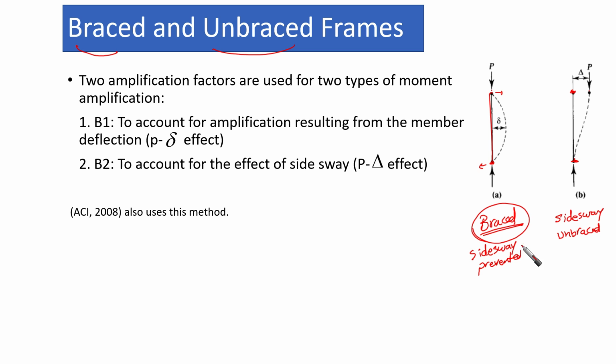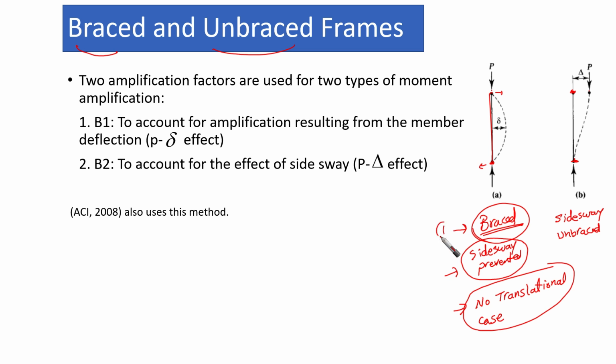Okay, so you are going to find in different textbooks different titles for this: braced case, side sway prevented case, and sometimes they call it NT. They call it no translation, no translational case. So this is like 3 different names for the same concept, which is the 2 ends are not moving relative to one another.